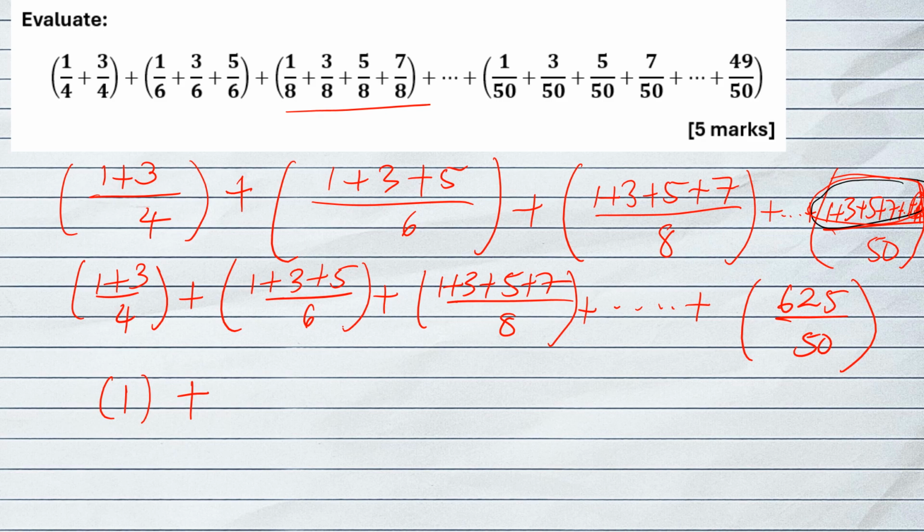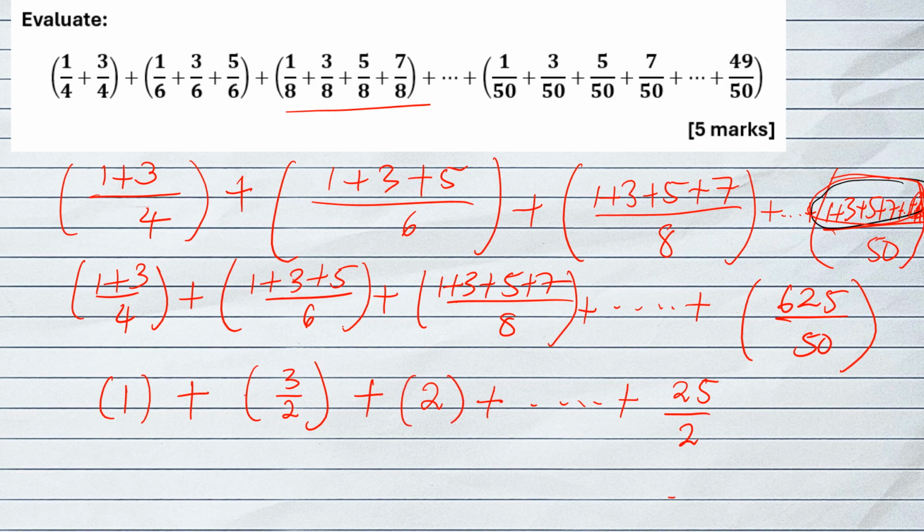So 9 over 6, it will be what? It will be 3 over 2. Okay, plus, there you have 1 plus 3 plus 5 plus 7. It's 16 divided by 8, which is basically 2. Then plus dot dot dot plus 625 divided by 50, which can be reduced to 25 over 2.